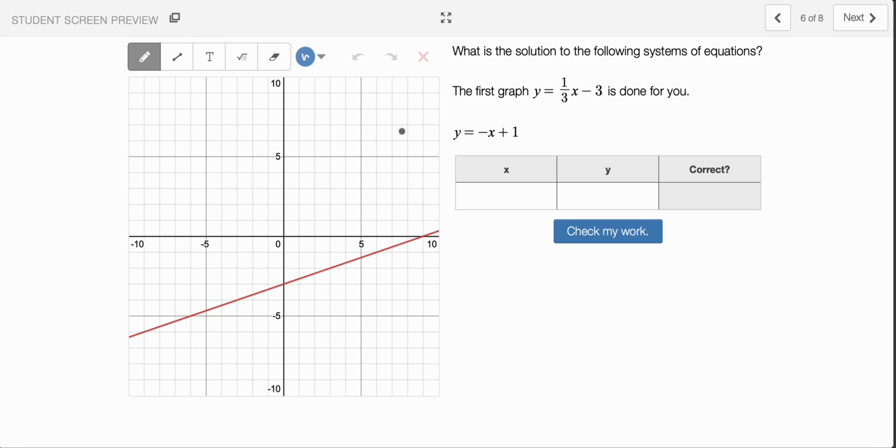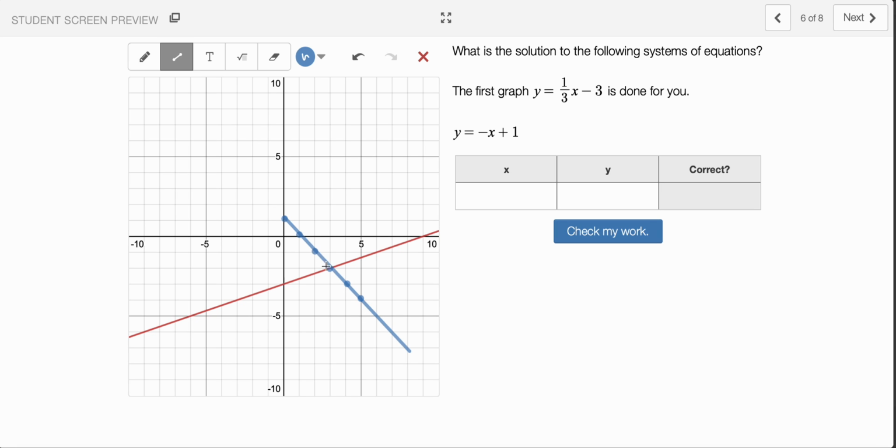Next one, number 6. Again, we already have one line that's graphed for us, so I just have to graph the line y equals negative x plus 1. What is my y-intercept? 1. So I go up 1 and put my first point. Now my slope, if it's a negative x, that means my slope is going to be negative 1, which means I go down 1 and to the right once. And then I can keep doing that, down 1 to the right once, down 1 to the right once. I can do that as many times as I want, but I already see where they're going to cross, so I can go ahead and make my line.